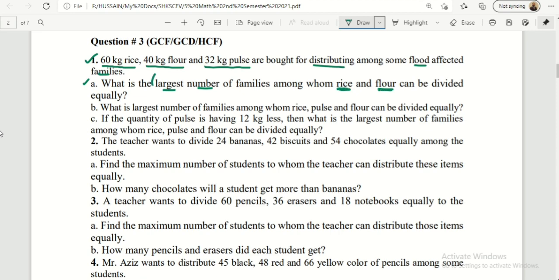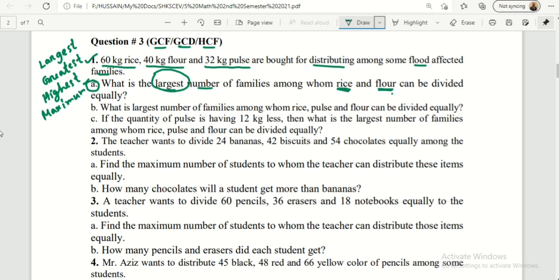So here another thing is written: largest number. When a question talks about largest or maximum or greatest or highest, we will do just HCF or GCF. That means largest, greatest, highest or maximum. If there are these kinds of words, we will do GCF or GCD or HCF. Alright. So for question A we just do the GCF of rice and flour.